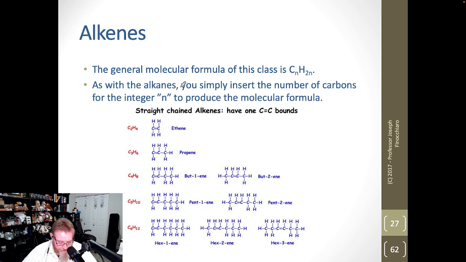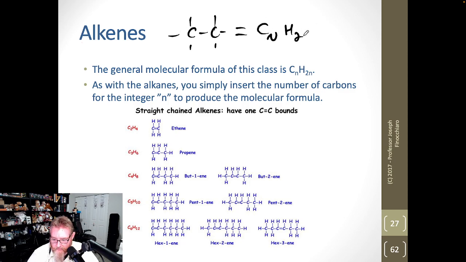So alkenes. General molecular formula, CnH2n. Oh my God, more math. Okay. Here's our friend, ethane. And we know its molecular formula is C2H6. Why? Because if we substitute 2 and 2 here, we get 2 times 2 is 4, plus 2 is 6.